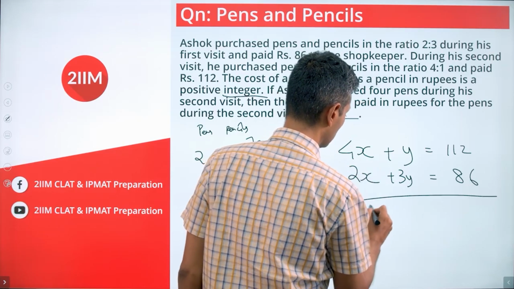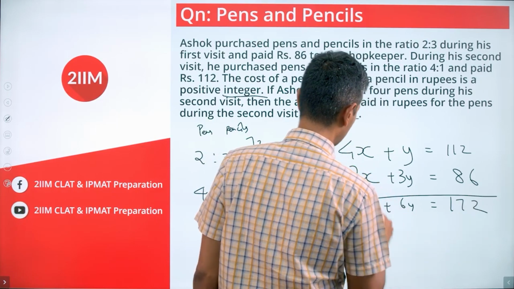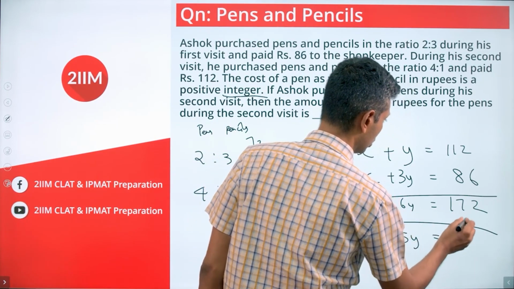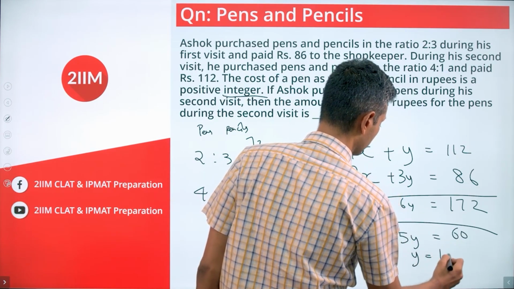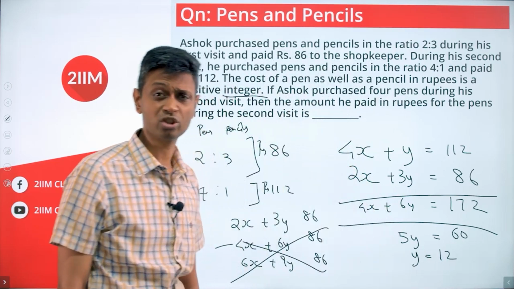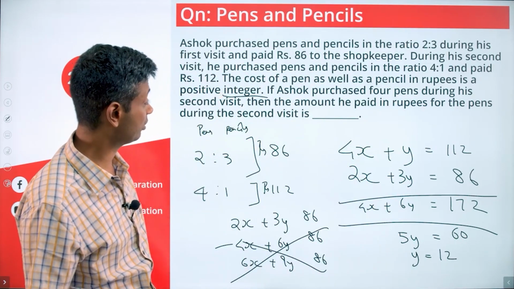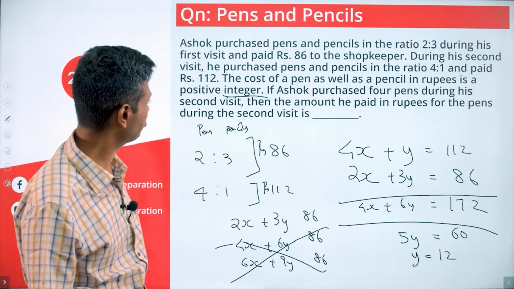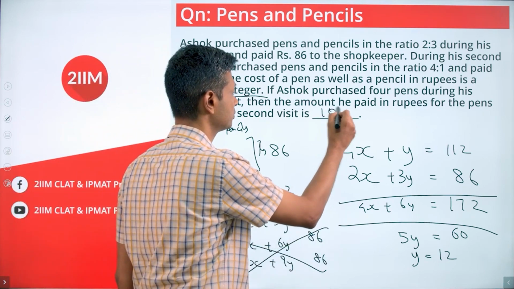Multiply this by 2: 4x plus 6y is 172. Subtract 1 from the other. 5 times y is 172 minus 112, which is 60, so y is 12. Cost of pencil is 12. On his second trip, he makes 112 rupees he spends, of which 12 are for pencils, so the cost of the pens, the amount he paid in rupees for the pen during the second visit, is 100.